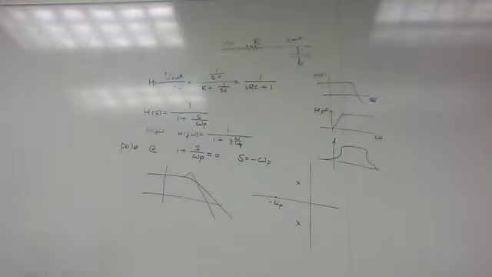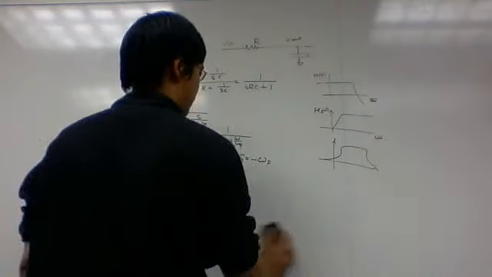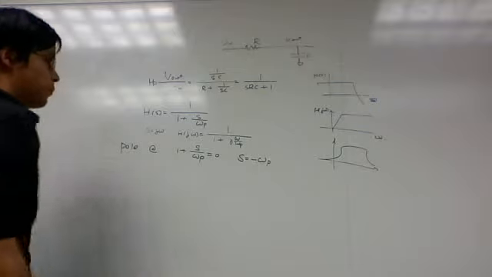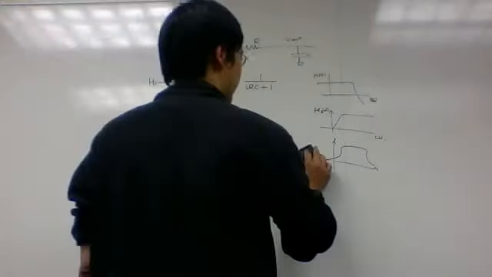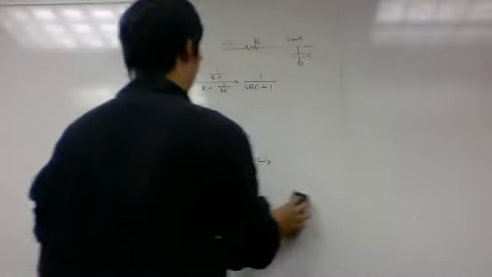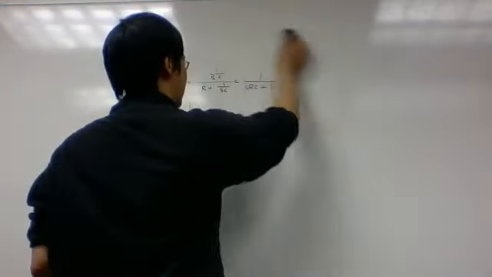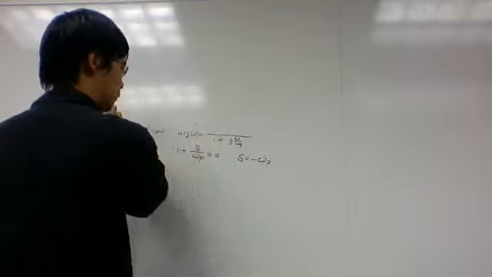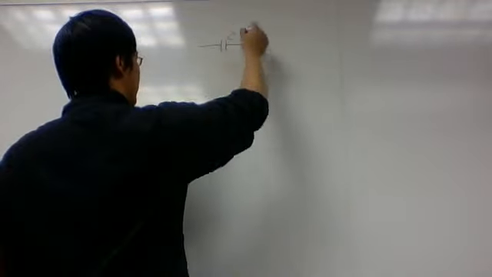Okay, so that's so much for the poles, right? In some cases we're interested in the high pass, right? So how do we use high pass? Basically, high pass is made by swapping the position of the cap and the resistor. So this is C and this is R, right?